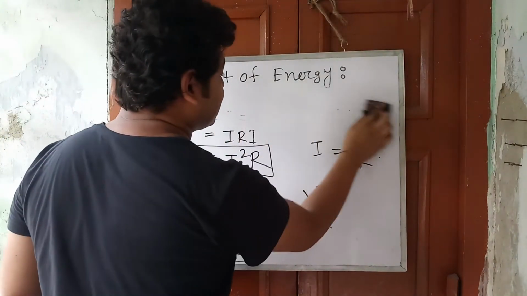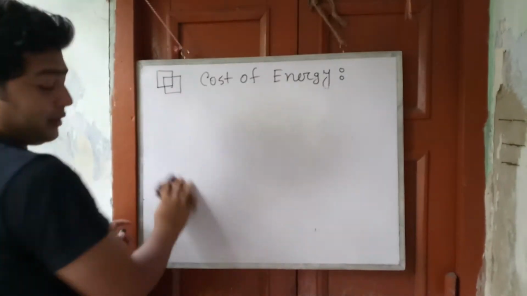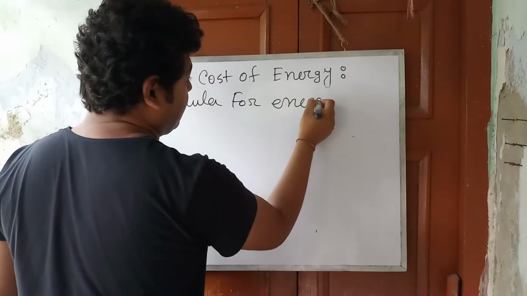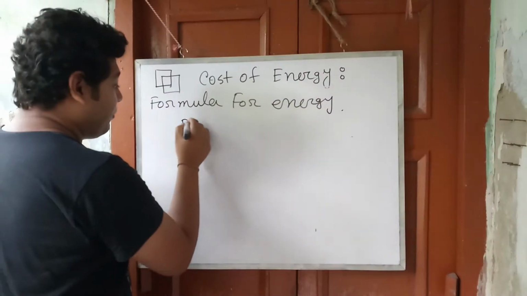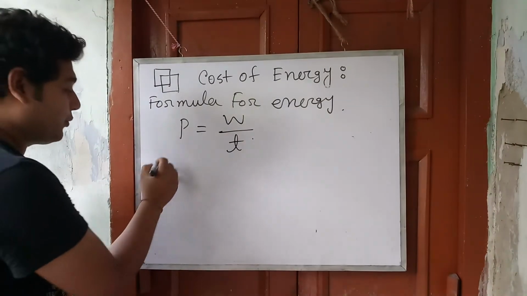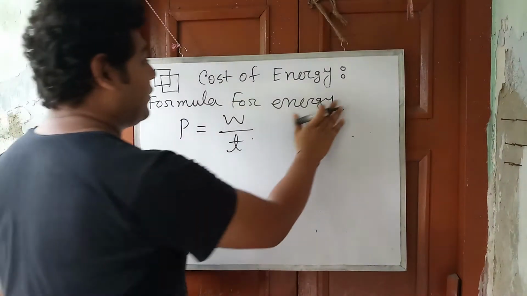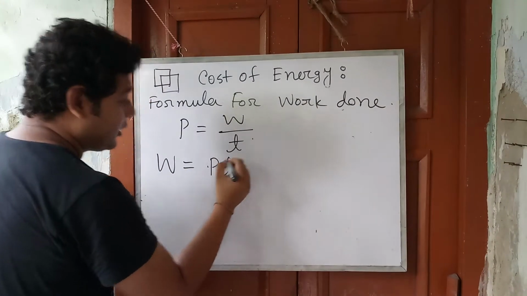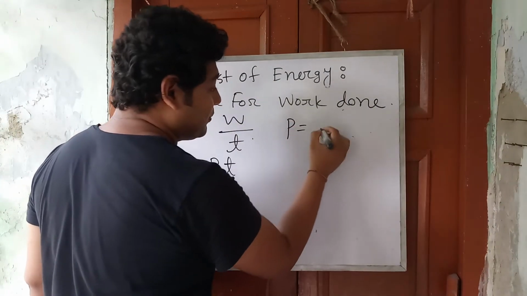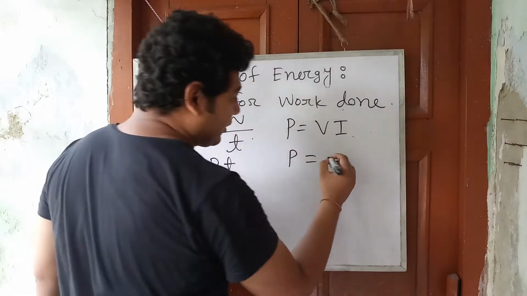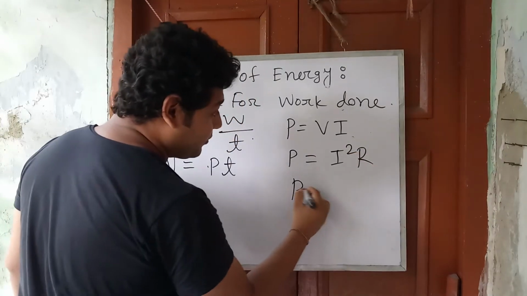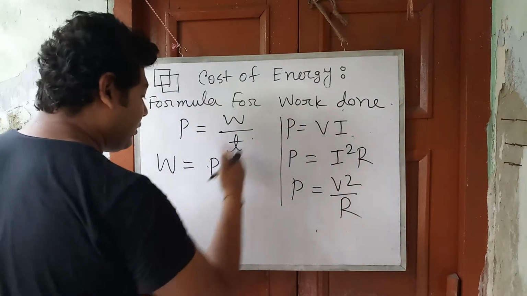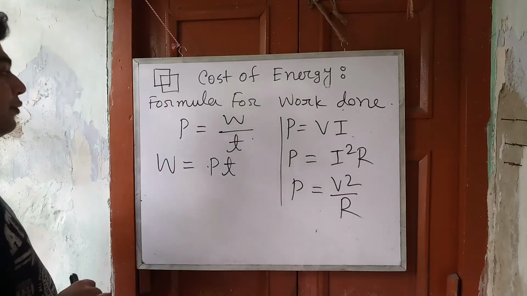Okay, next is the formula for energy. We know that power is work done per unit time, so we can write work done as W equals P into T. In our previous topic, we got P equals VI, or P equals I square R, and P equals V square divided by R. By putting these values of P, we get three more formulas for work done.